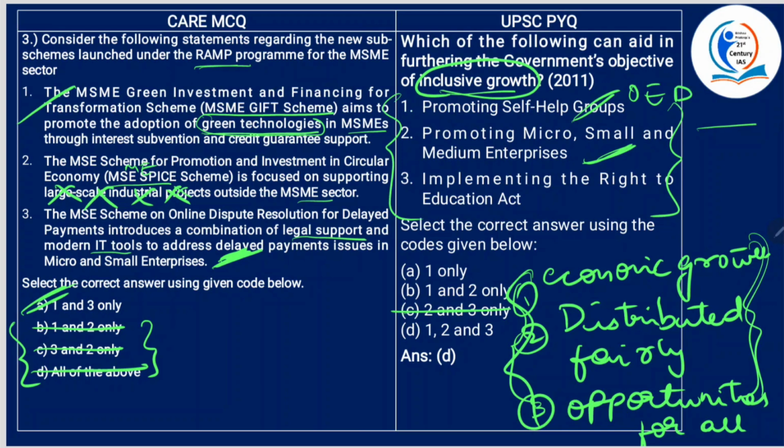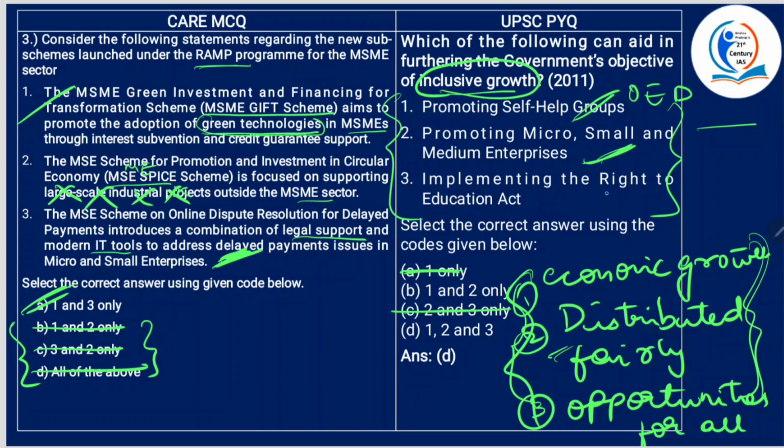Now, promoting MSMEs, yes, this will definitely help in economic growth and in giving opportunities for all. Okay, and it also helps in distributing growth across all sections of society fairly. Okay, so this is also correct. So when 2 is correct, A is gone.